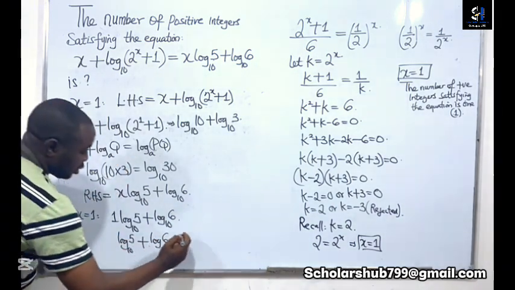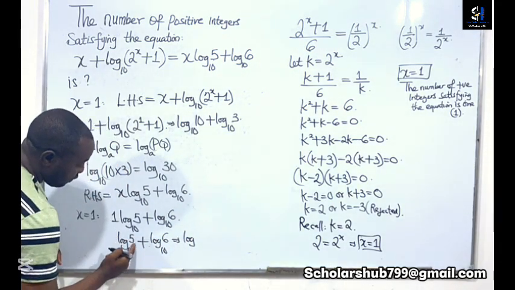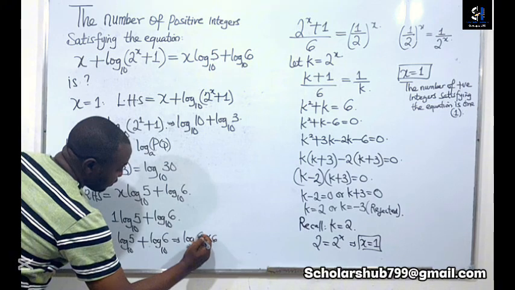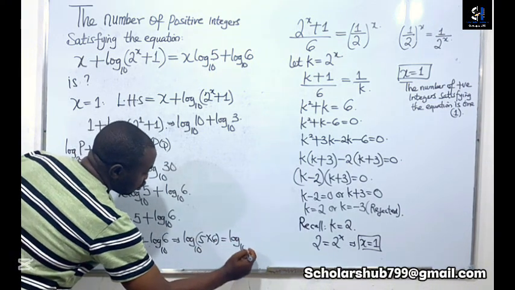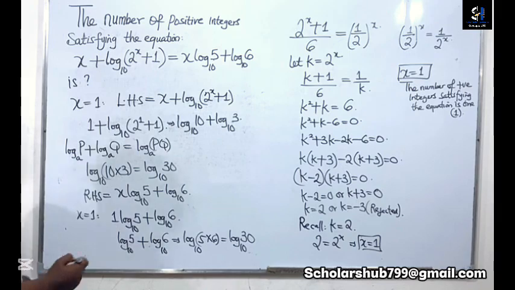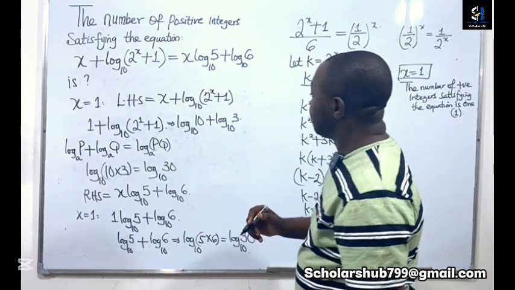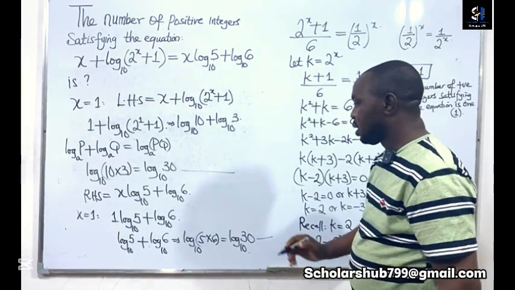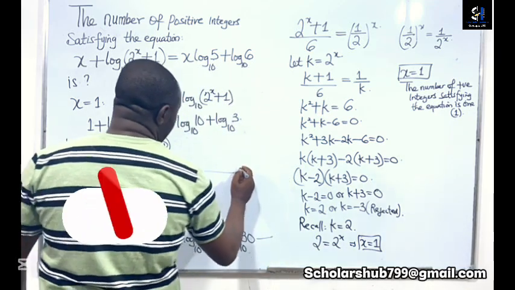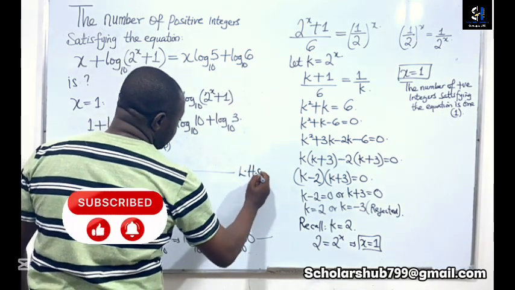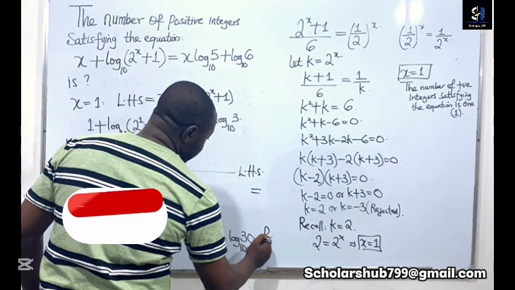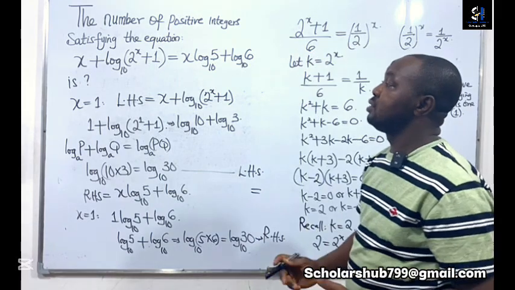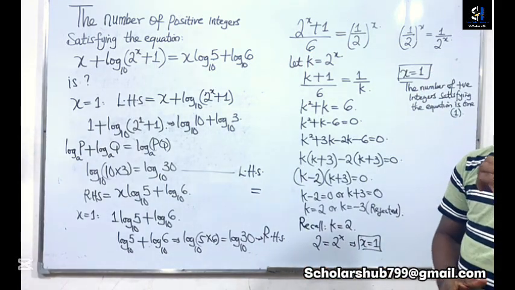Applying this property, log to base 10 of 5 plus log to base 10 of 6 will be log to base 10 of 5 times 6. And this will be log to base 10 of 30. So we can see here that this is the left hand side, and this is the right hand side. So the left hand side is equal to the right hand side. So the number of positive integers satisfying the equation will be 1.